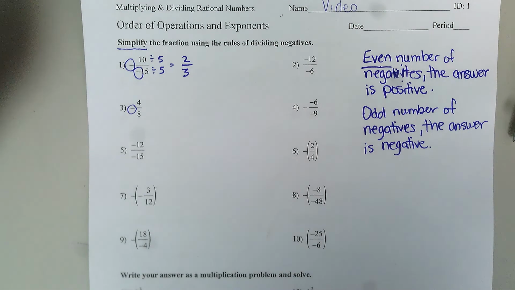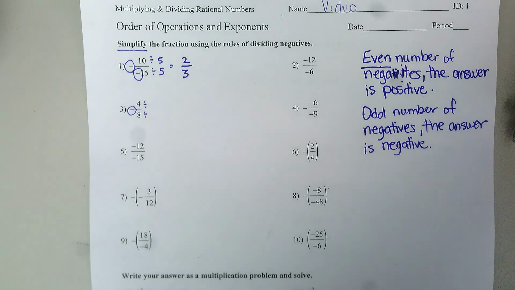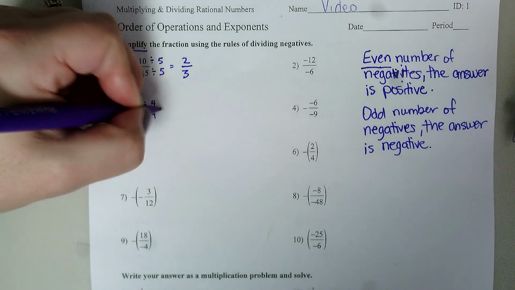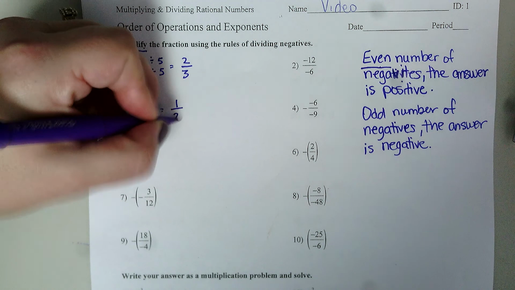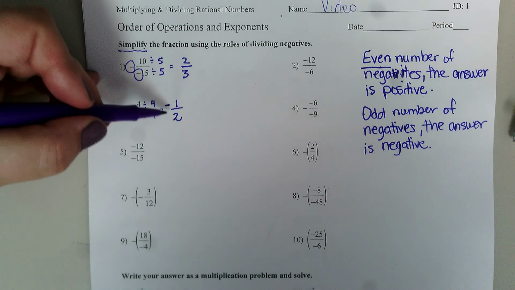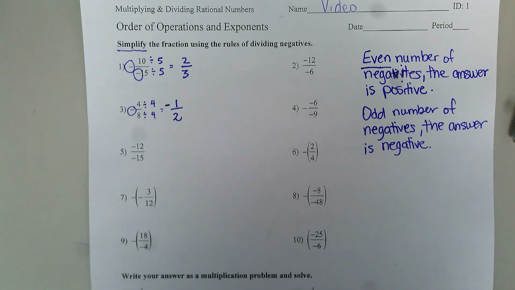But before we do that, we're going to simplify this. So I can say that 4 and 8 both have a factor of 4. And so 4 divided by 4 is 1, and 8 divided by 4 is 2, and my answer will be negative. And it doesn't really matter if I put the negative out to the side or to the top or to the bottom, the whole answer is still negative.